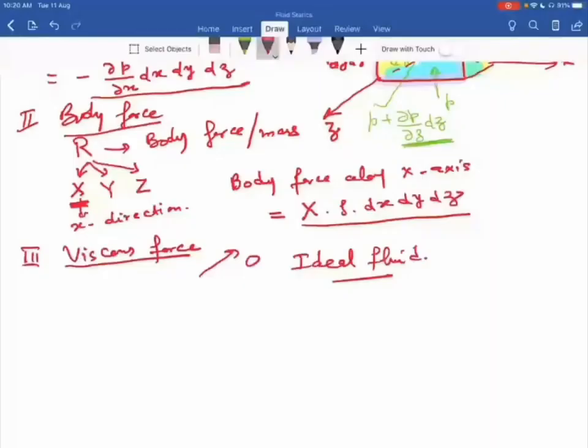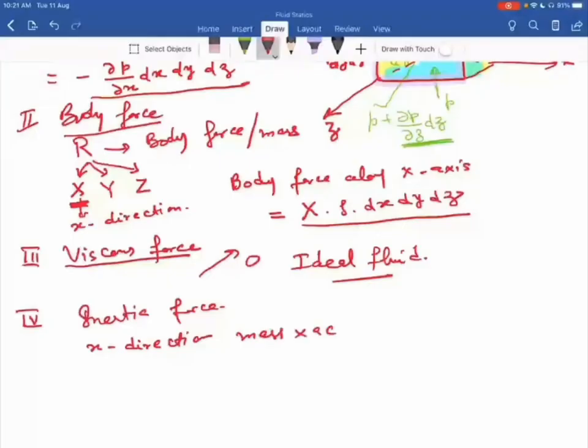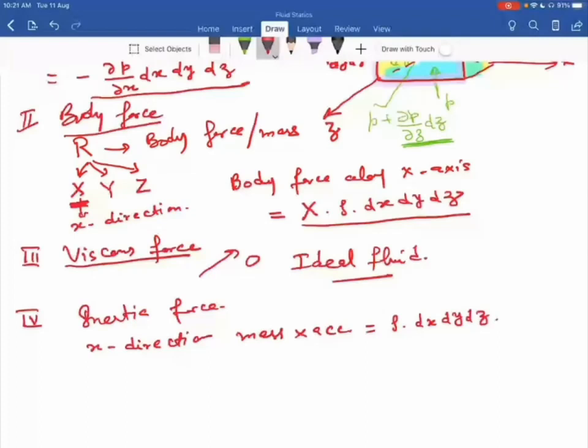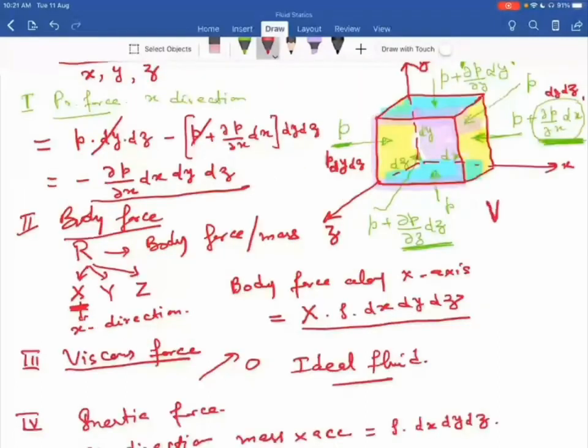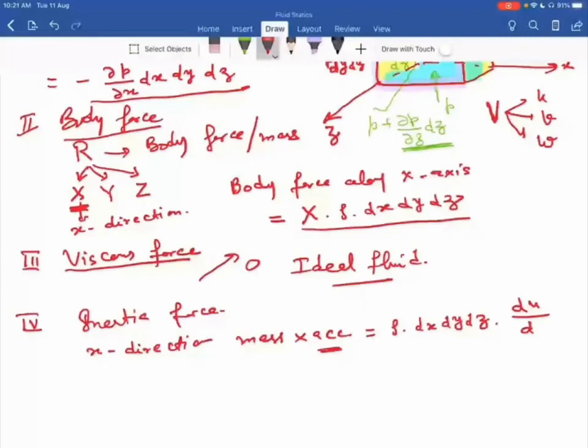And the fourth force acting on this element is the inertia force along x direction. That comes out to be mass into acceleration along x direction. Mass is density into volume, and for acceleration, let v be the total or resultant velocity having three components u, v, and w along x, y, and z direction. So I write the acceleration as du by dt, multiplied by mass. So that is the inertia force.